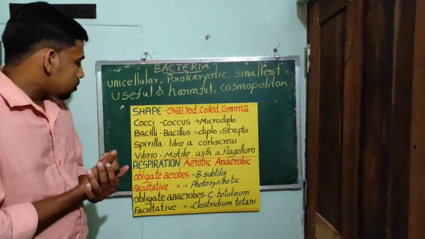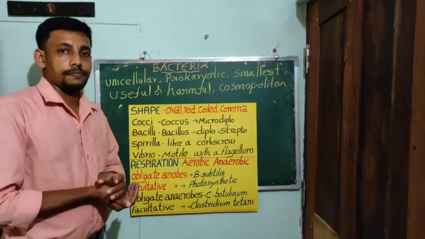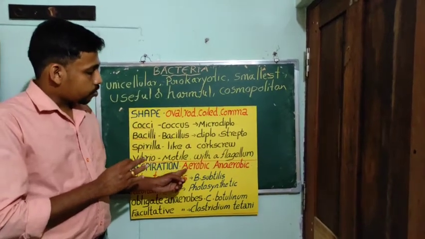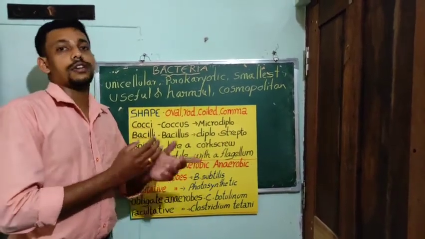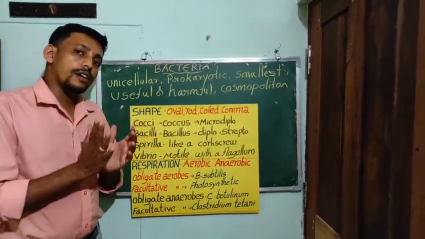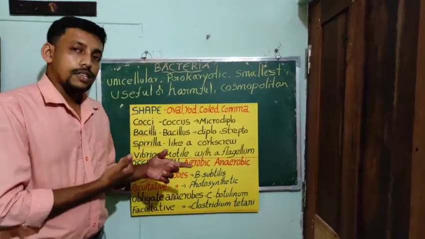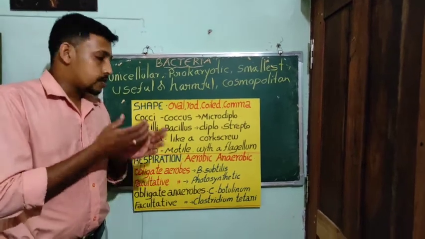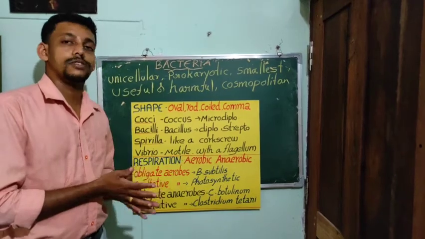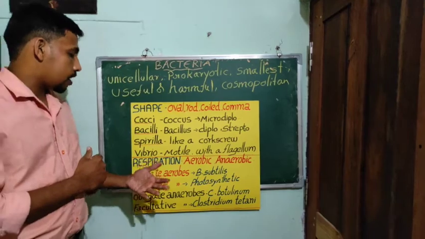Now, based on the mode of their respiration, there are two types of bacteria: aerobic bacteria and anaerobic bacteria. The aerobic bacteria respire in the presence of oxygen, whereas the anaerobic bacteria respire in the absence of oxygen. And they may be obligate or facultative.